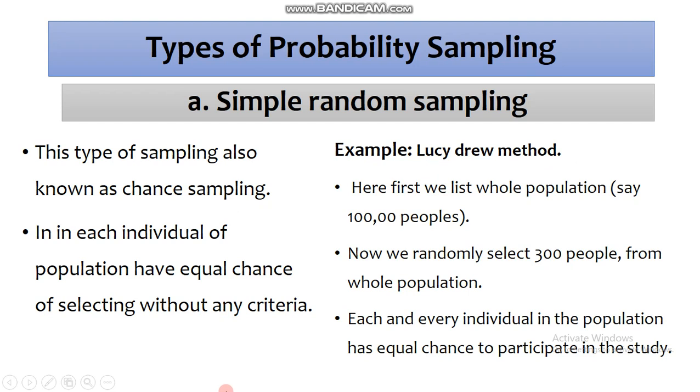In the lucky draw method, for example, we have a population of 10,000 people, but our target is 300 people. Then each individual from this population of 10,000 people has an equal chance to be selected as a sample or as a participant in this study, as we do in the lucky draw method.